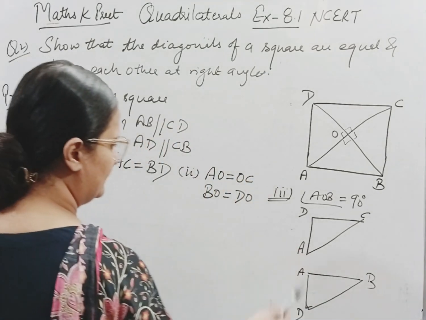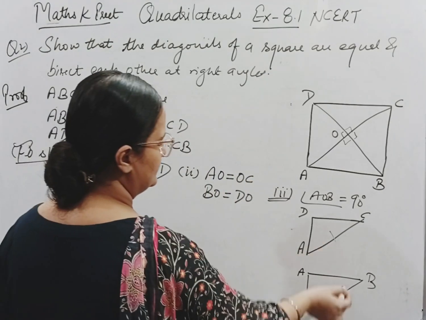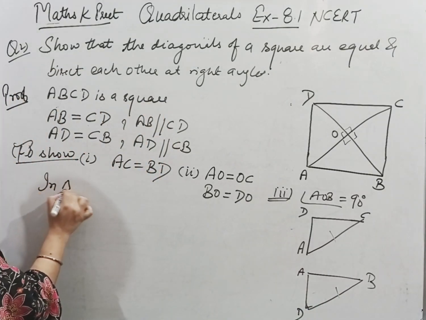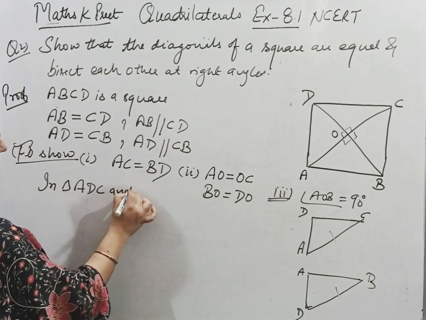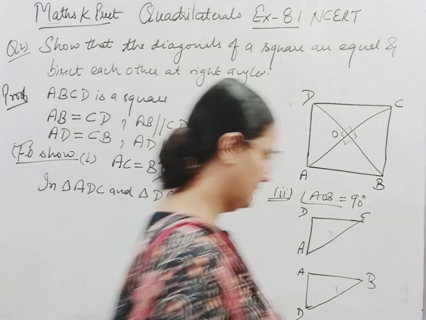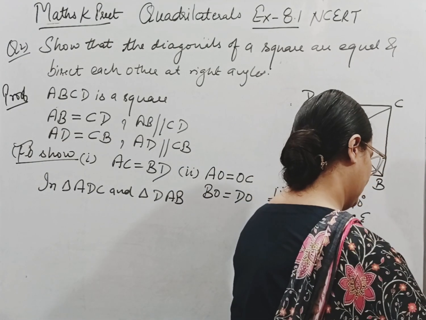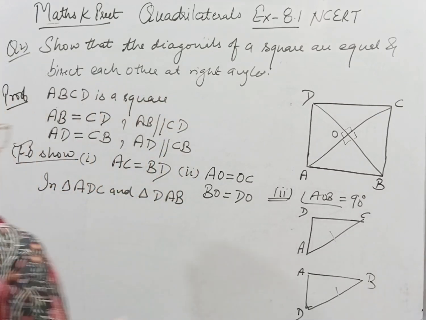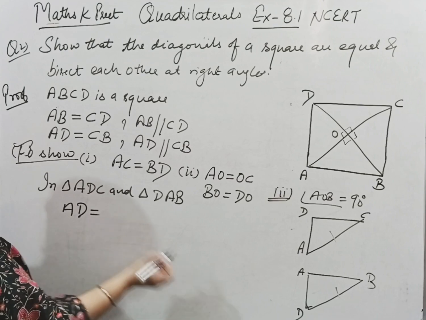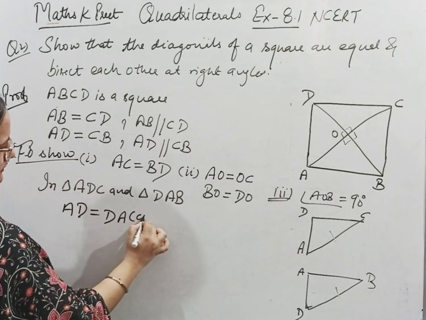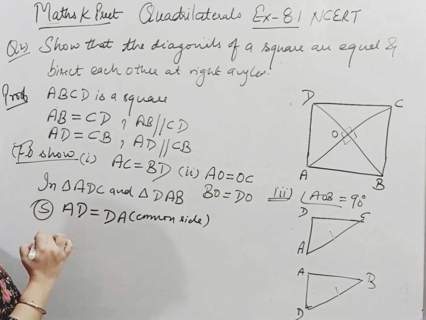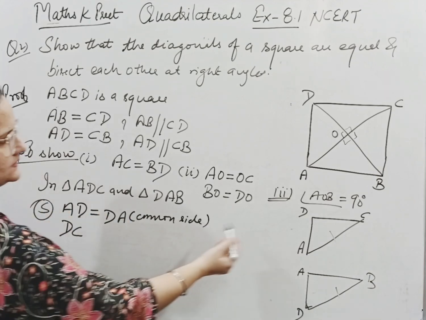If I somehow show that these are congruent, then I can show this is equal to this. So let me write: in triangle ADC and triangle, which triangle? DAB. So in these two triangles, what I am having, AD is equal to DA. You can write common side. So this is a side. Next is DC. DC is equal to AB.